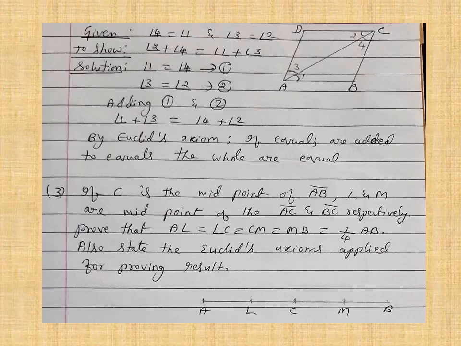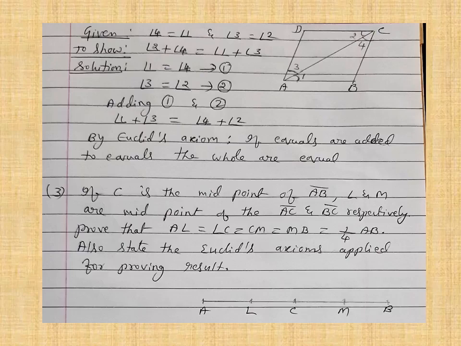Solution: angle 1 is equal to angle 4. Call this the first statement. Angle 3 equals angle 2. Call this the second. Adding 1 and 2, we have angle 1 plus angle 3 is equal to angle 4 plus angle 2. By Euclid's axiom, if equals are added to equals, the wholes are equal.